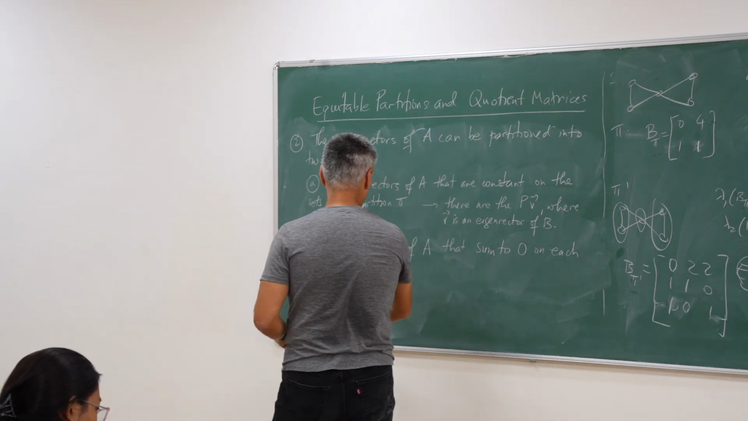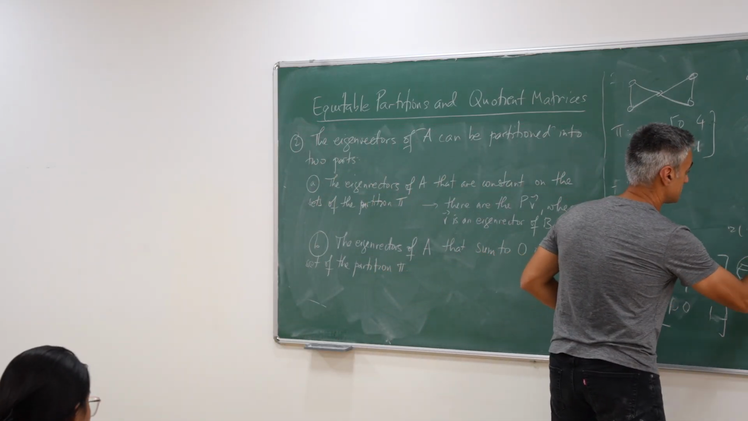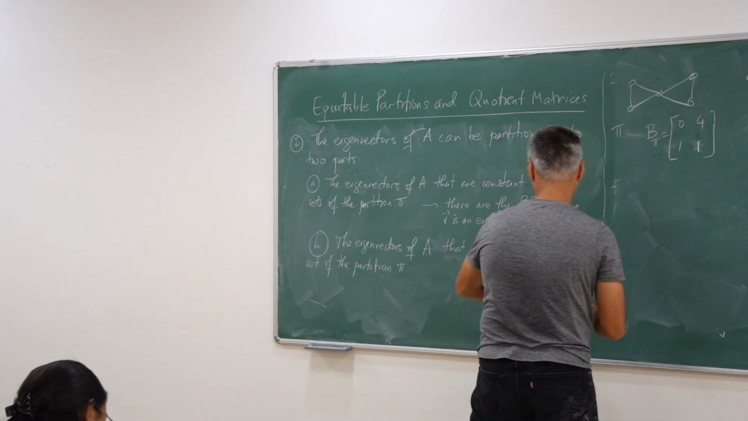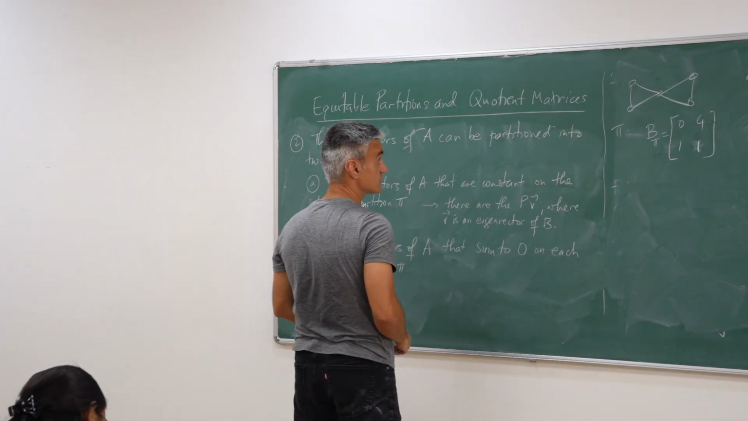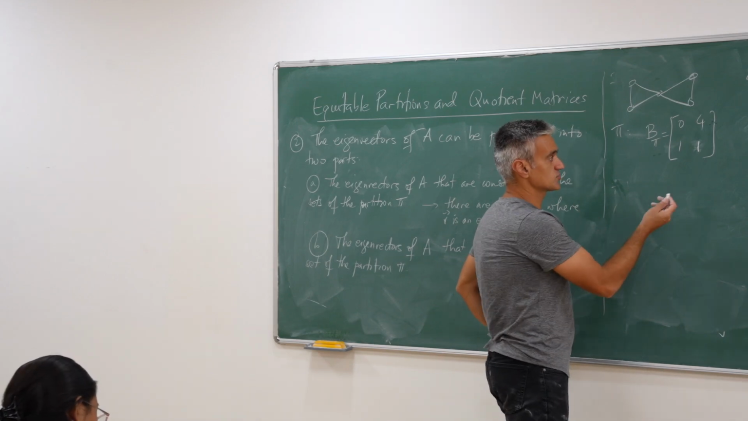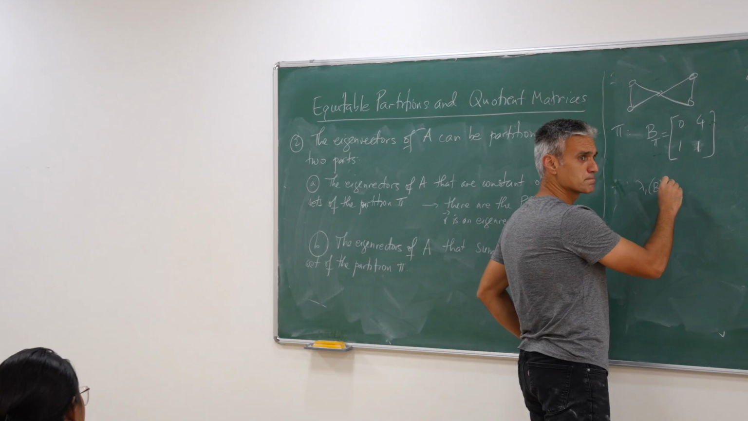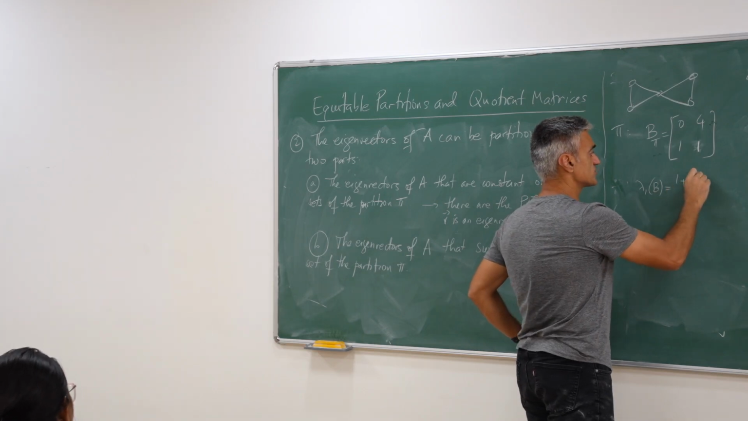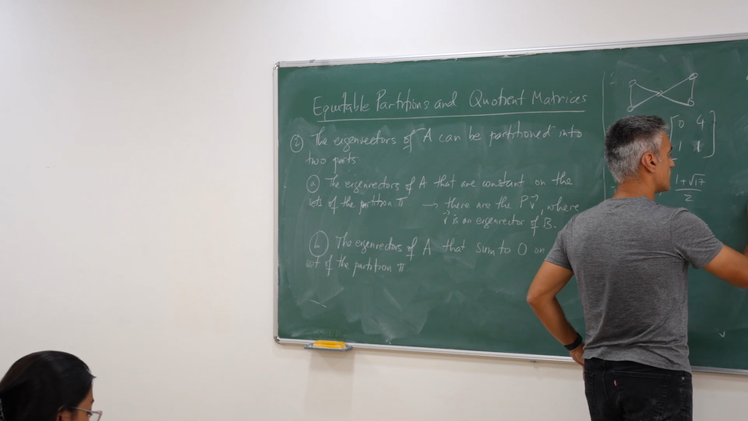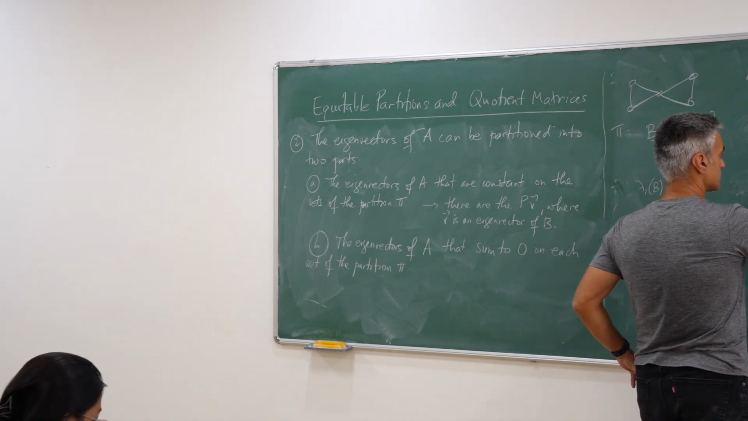So let me show you what we mean here in terms of this example. And then we'll finish. So B, okay, so we found two eigenvalues. So lambda 1 of B, what was it? 1 plus root of 17 over 2. And lambda 2 of B is 1 minus square root of 17 over 2.